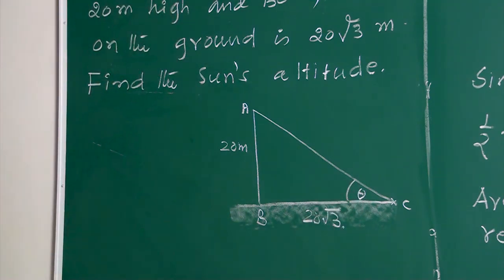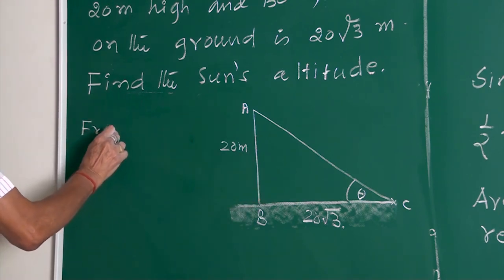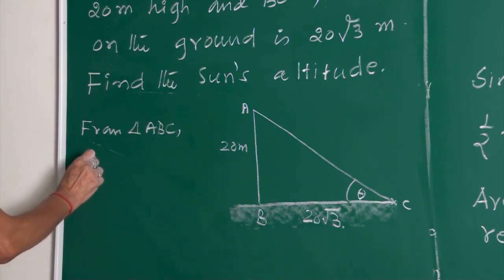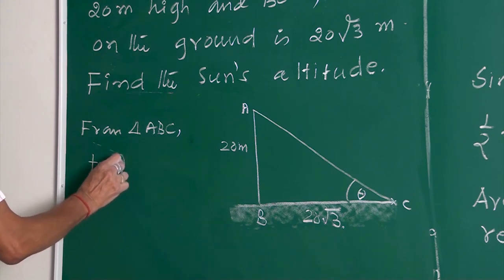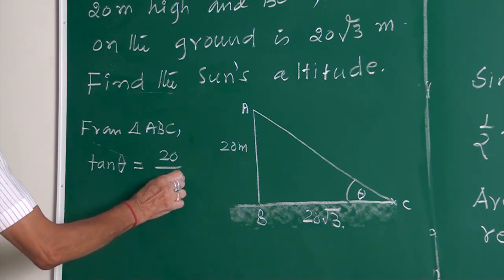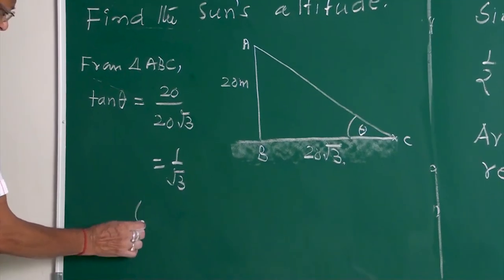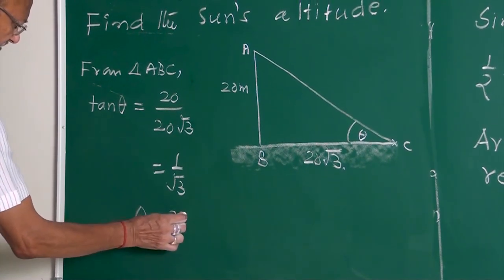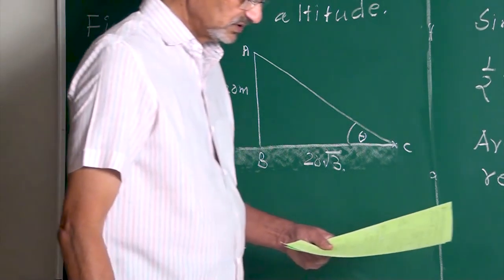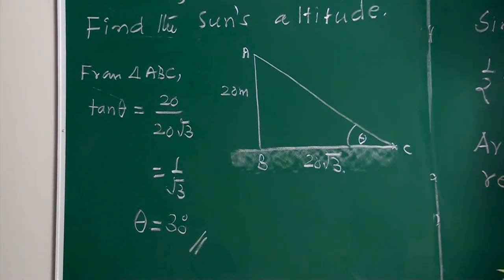In this case, what do we take, my friend? From the triangle, tan theta is the opposite side over the adjacent side, 20 over 20 into root 3. What is it? 1 by root 3. I write it directly, my friend. What is theta? The sun's altitude is 30 degrees, my friends.